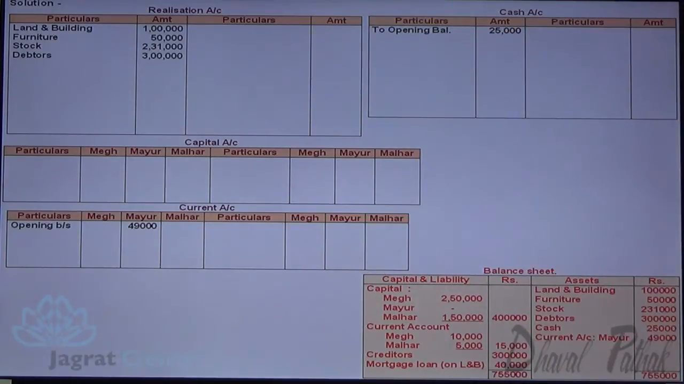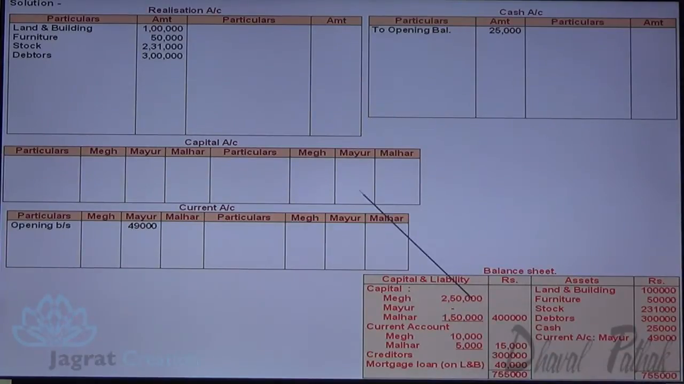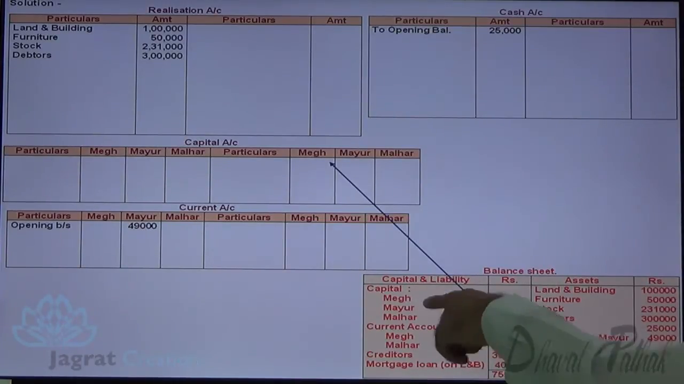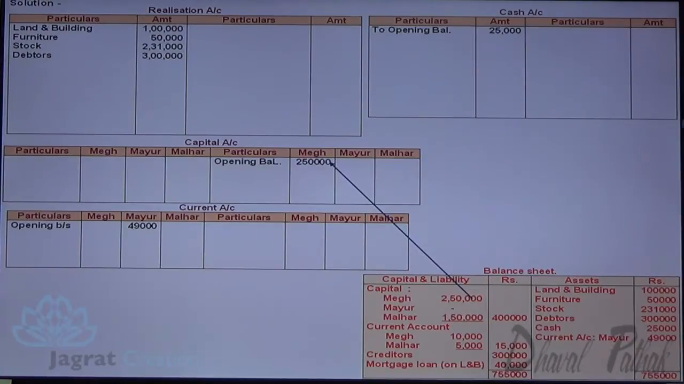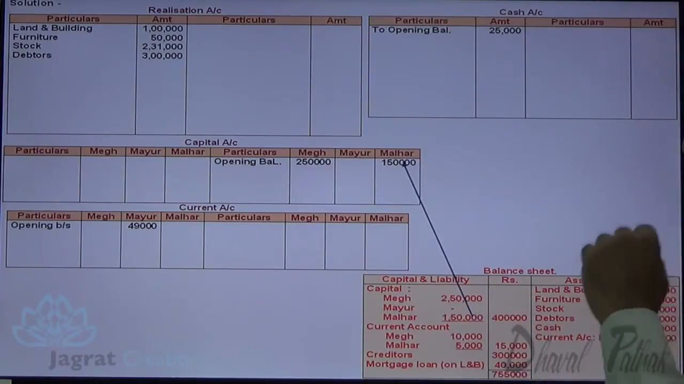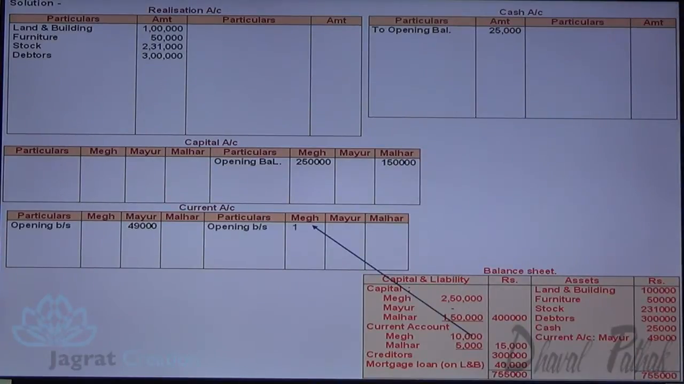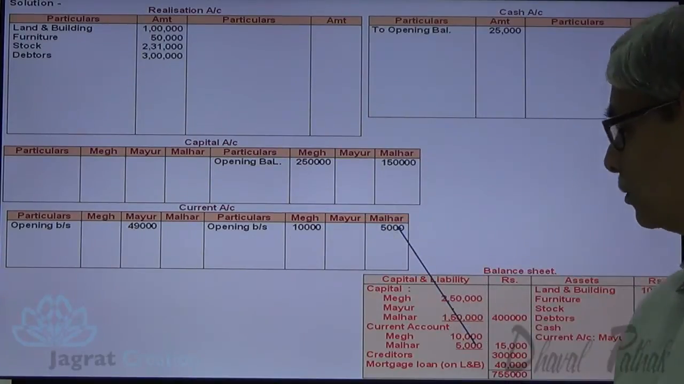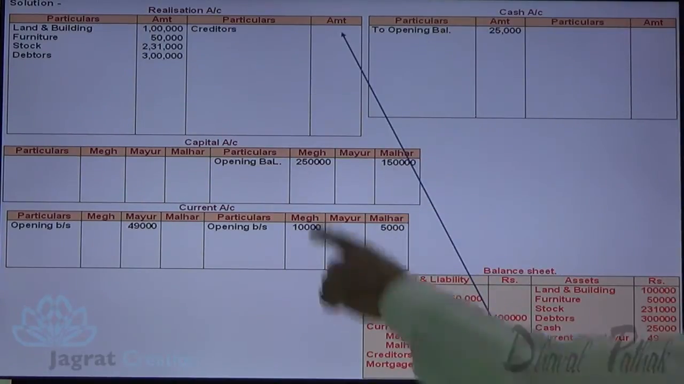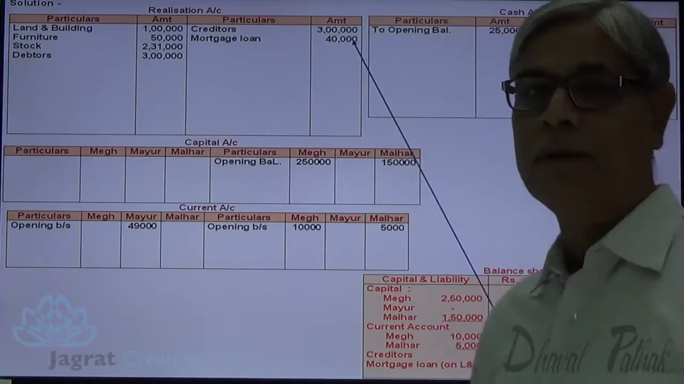Now I want to consider the liability side of the balance sheet. Notice capital of Meg 2,50,000. Capital of Malhar. Now Meg and Malhar are the solvent partners and Mayur is an insolvent partner. Current account of Meg and Malhar are transferred to the credit side of current capital account. Creditors 3 lakhs credited to realization account. Mortgage loan is also transferred to the credit side of realization account.